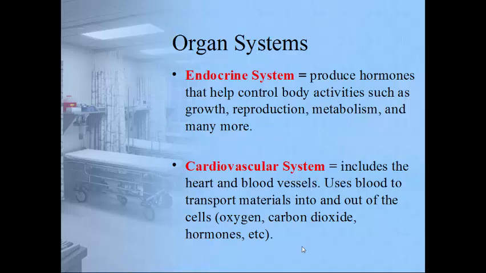Next, we have the cardiovascular system. Now, cardio is always a reference to heart, and vascular is a reference to vessels, blood vessels. This includes all the blood vessels and the heart, not just the heart by itself. And of course, its main goal is to transport materials both to and then out of cells. So delivering oxygen, then picking up waste and taking it out of the cell.